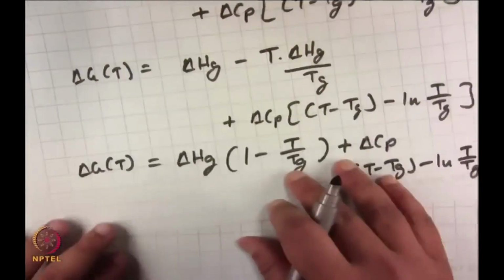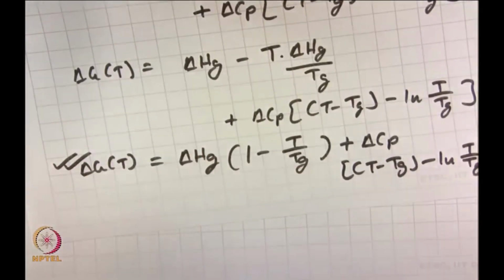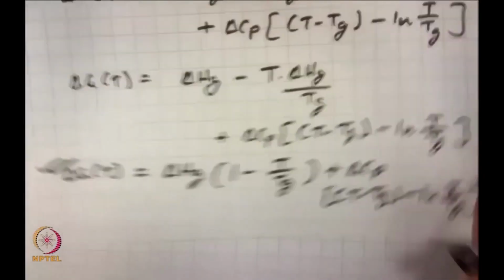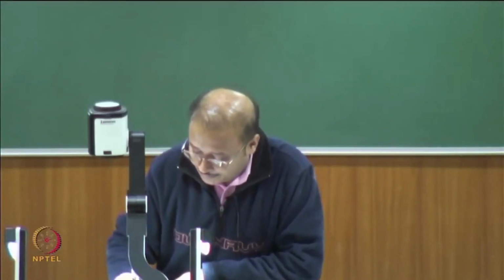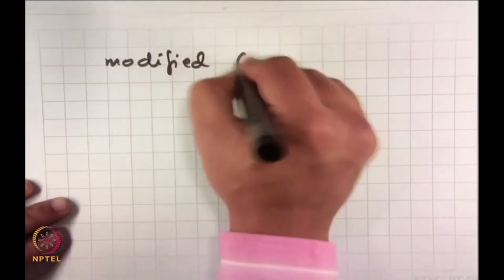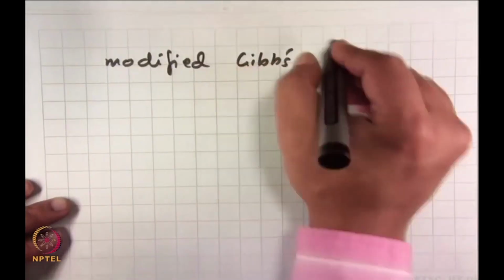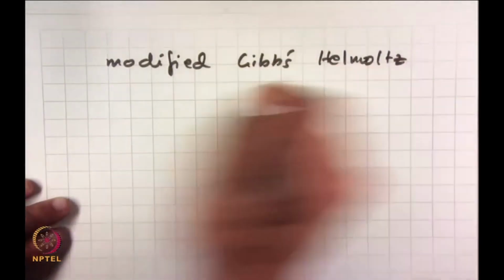So, this final equation is often referred to as a modified Gibbs-Helmholtz equation.